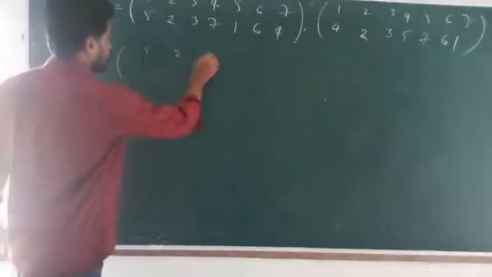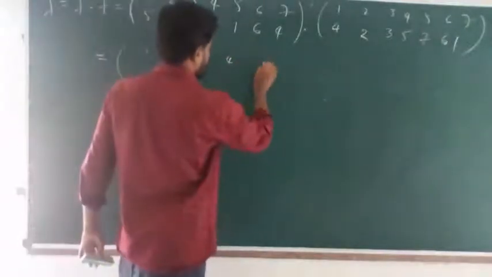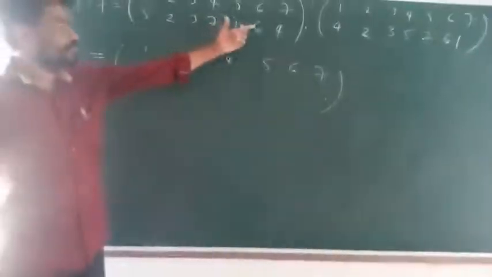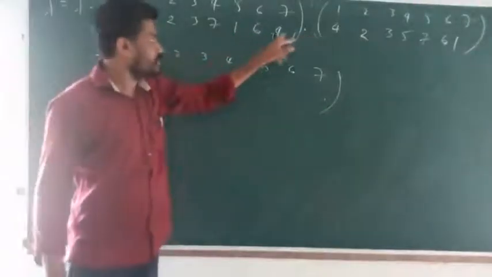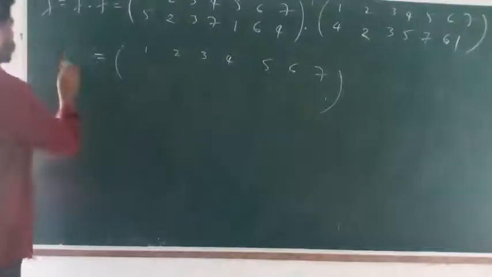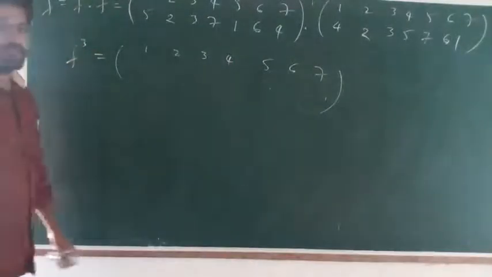One, two, three, four, five, six, seven. So we multiply the product of two permutations. One is the F permutation, and this is the F square permutation. The total is a new permutation, that is F cube.